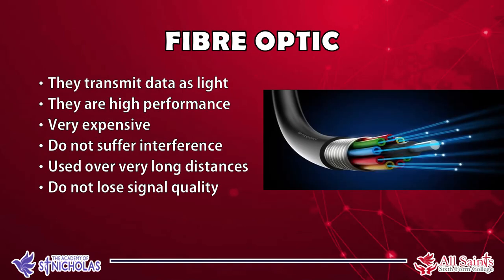It's used over very long distances, so we can send information across the internet extremely quickly. Also, it doesn't lose any signal quality. Like I said, because there is no interference, there is no sort of friction on the signal, it just shoots through, like a light beam, okay, and that's what it looks like. The bad thing though is it's extremely expensive to use. That's why fiber optic internet is a lot more expensive compared to mainstream normal internet.